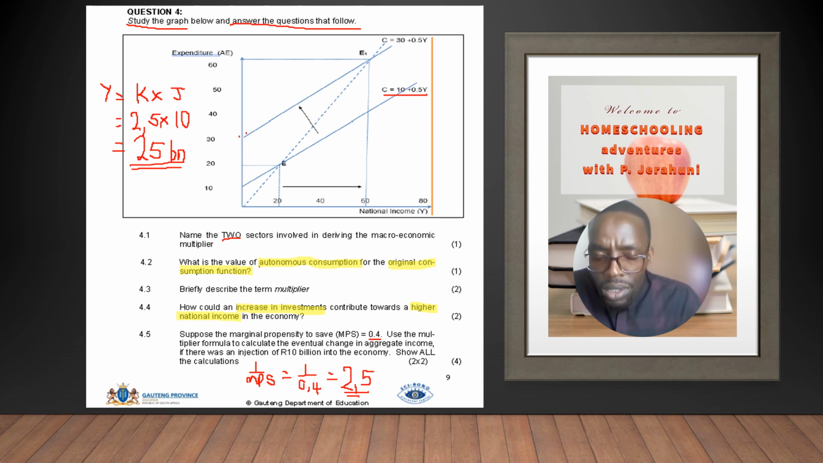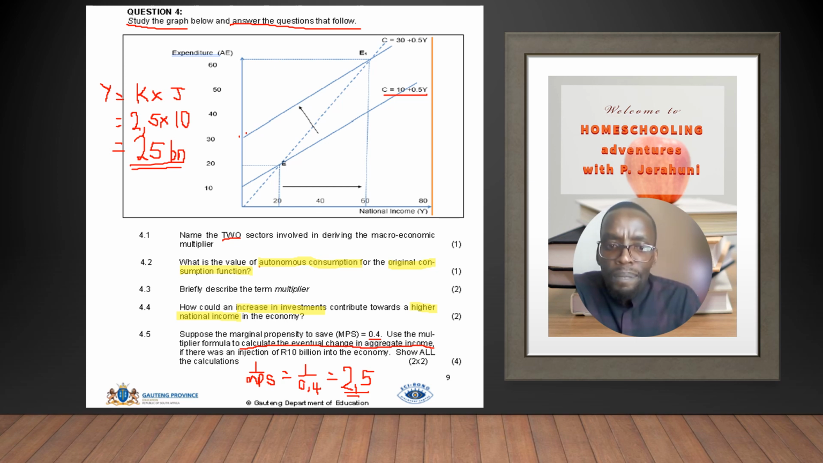So why are we doing that? Because here the question was asking us on the eventual change. It says calculate the eventual change in aggregate income. So it meant that you needed to go and calculate your national income. It means our national income is going to increase by 25 billion. It's going to increase by 25 billion. Okay, so that's what we are talking about there.